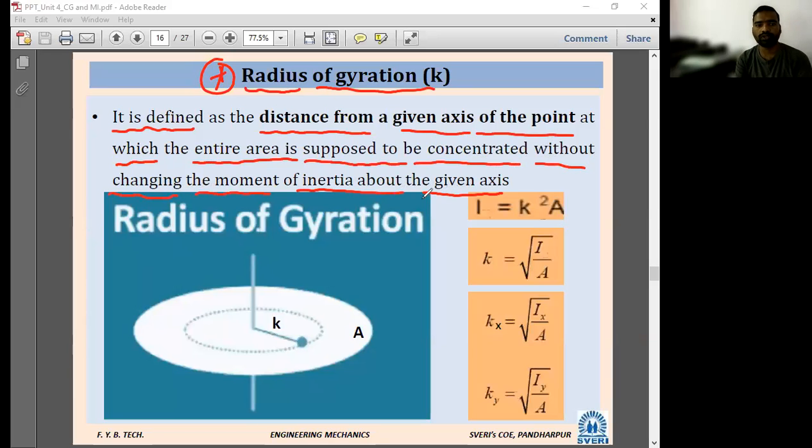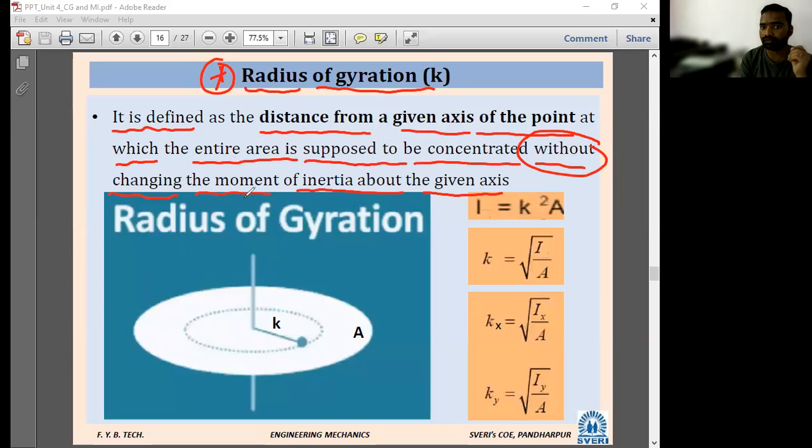Okay, what is this radius of gyration? So you know moment of inertia. Okay, so first radius of gyration is a distance. It is distance from a given axis of point at which the entire area is supposed to be concentrated without changing the moment of inertia. See, if you are not considering this term without changing the moment of inertia, it would be centroid.